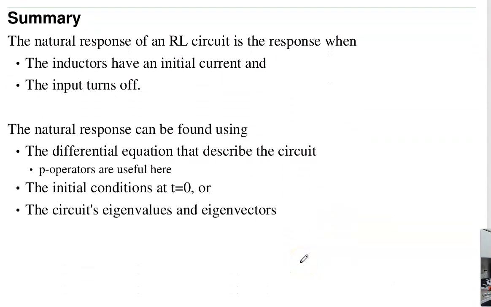So in summary, the natural response of RL circuits is the response when the inductors have an initial current and the input is turned off. The natural response can be found using the differential equation that describes the circuit. It can be found using Circuit Lab. It can be found using the initial conditions at t equals 0. It can also be found using the circuit's eigenvalues and eigenvectors. So that is lecture number 36 for ECE 211, Circuits 1, transient response of RL circuits.